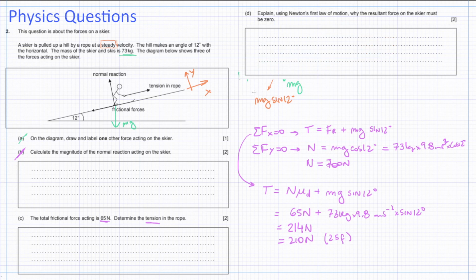So following up on the question, explain using Newton's first law of motion why the resultant force on the sphere must be 0. So Newton's first law states that a body remains at rest or moves with constant speed or velocity or with uniform motion unless there's an external force or a resultant force or a net force and balance force acting on it. Now, since in this case the velocity is constant or steady, there's no resultant force. So the resultant force on the sphere is 0. It has to be 0.